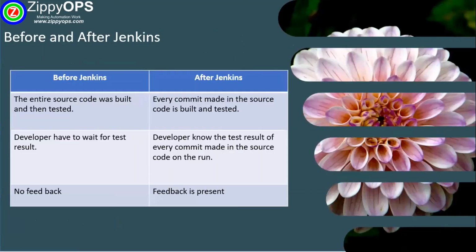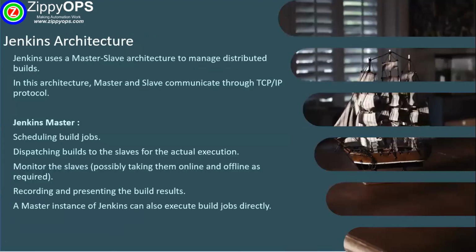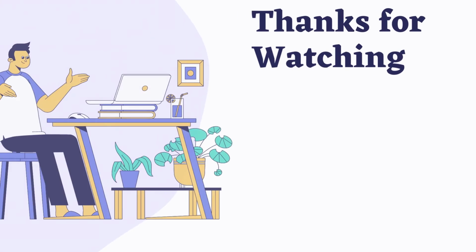Okay. So how is the complete flow going to change before and after Jenkins implementation? Before Jenkins, the entire source code has to be built and pushed. But once Jenkins comes in, every commit can be individually built and pushed to the target. And the developer has to wait for the testing team to share the test result. But here, for every commit, the test will be executed, and he will be able to see the test results. Before, there was no feedback. Here we have a feedback mechanism available. Okay.